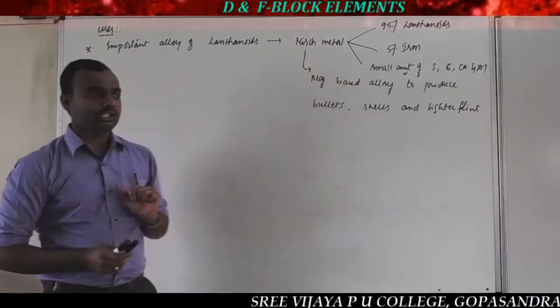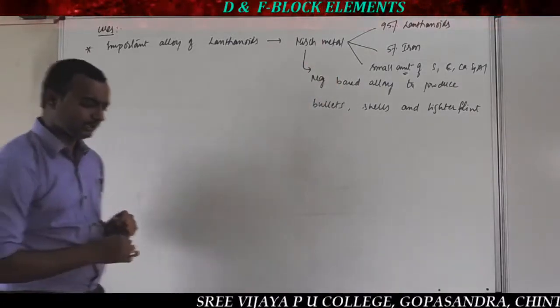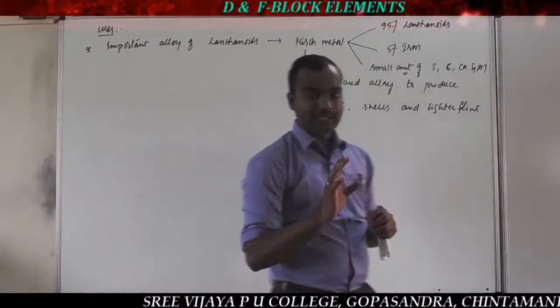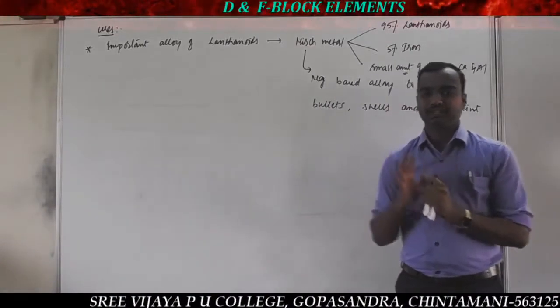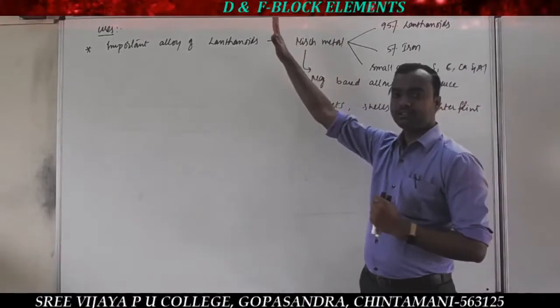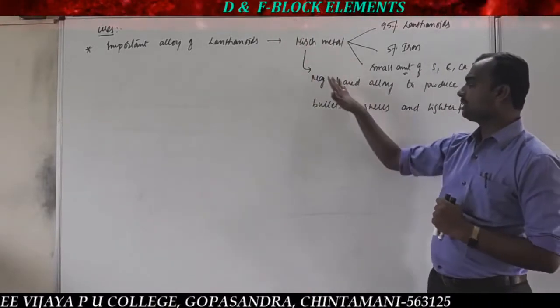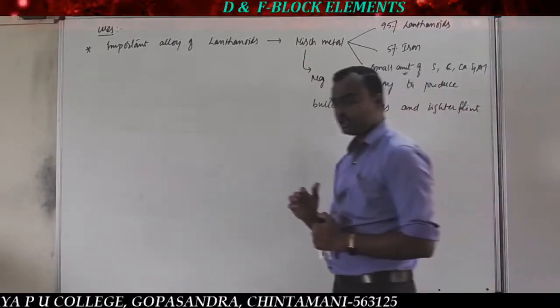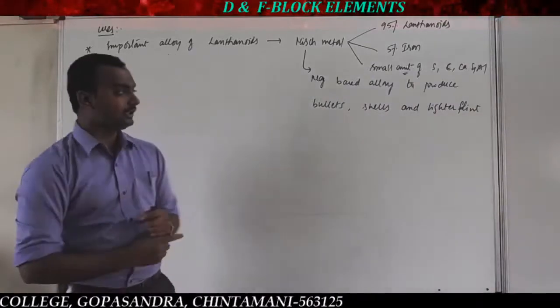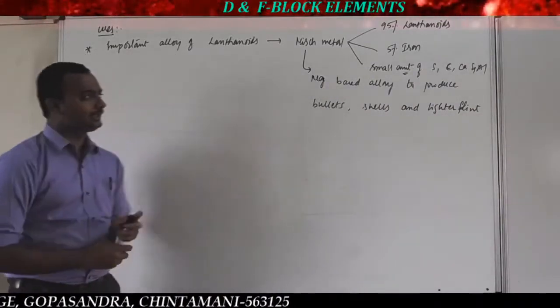So here a question comes for 1 or 2 marks: name an important alloy of lanthanide, write its application. They ask this. So the answer is mish metal, and where we use this mish metal: it is used in magnesium-based alloys to produce bullets, shells, and also in lighter flint. So that's the one application.